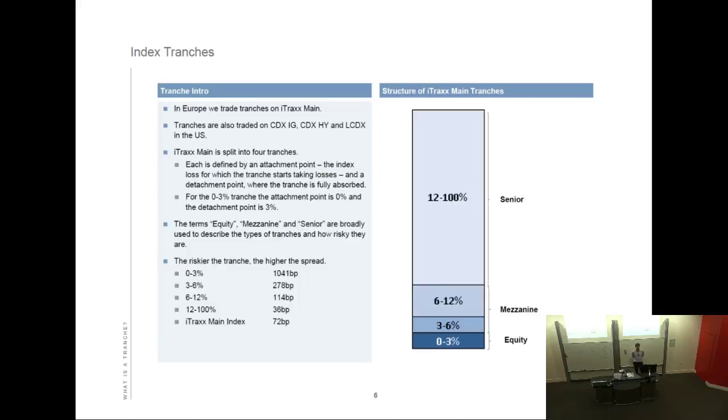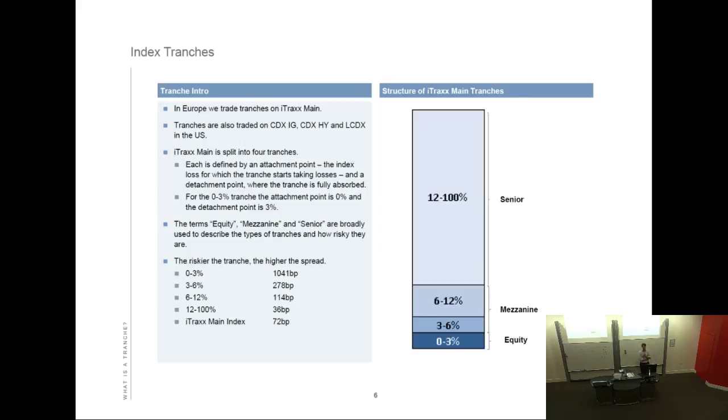Okay, and so what does the menu of index tranches look like? In Europe, we trade them on iTraxx Main and iTraxx Crossover. Don't know why it doesn't say that here, so you can add that in if you want. It's definitely Main and Crossover.